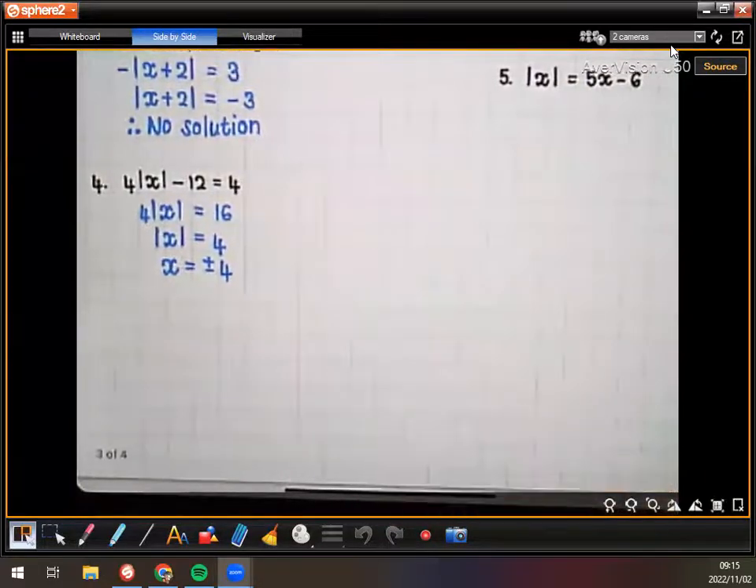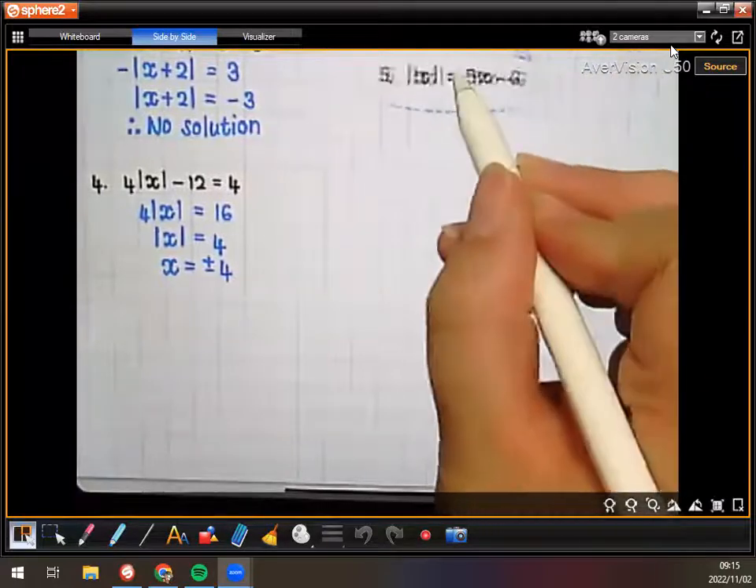All right, you can write down number 5, that's the next one that we have today.